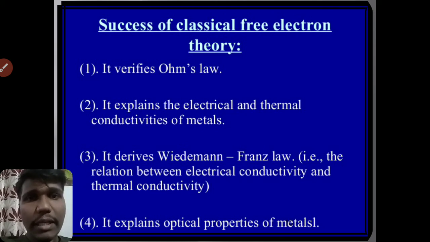And second one, it explains the electrical and thermal conductivity of metals, because the classical theory, the scientists Drude and Lorentz, used the kinetic theory of gases for free electron theory. Mainly important are electrical conductivity and thermal conductivity. Electrical conductivity is defined by the symbol sigma, and thermal conductivity is defined by the symbol K. How to derive the thermal and electrical conductivity, we will discuss in the next classes.